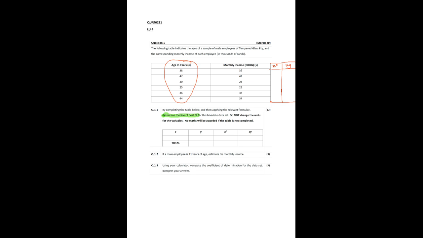So the first value is 38. You're basically saying 38 squared, and you'll put in the value here. So that is 1,444. Then you have 47 squared, that's 2,209. 30 squared, 900. 25 squared, 625. 36 squared, 1,296. And 44 squared, 1,936. And that's your X squared column done.